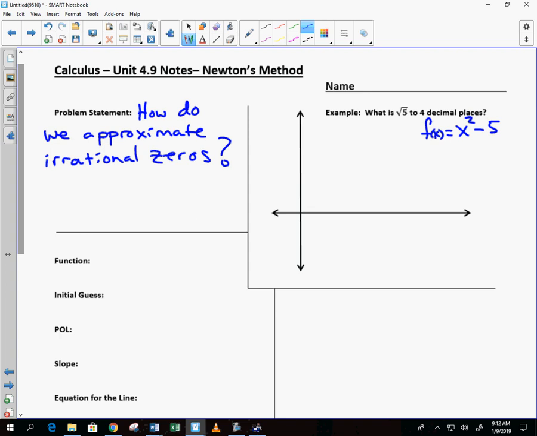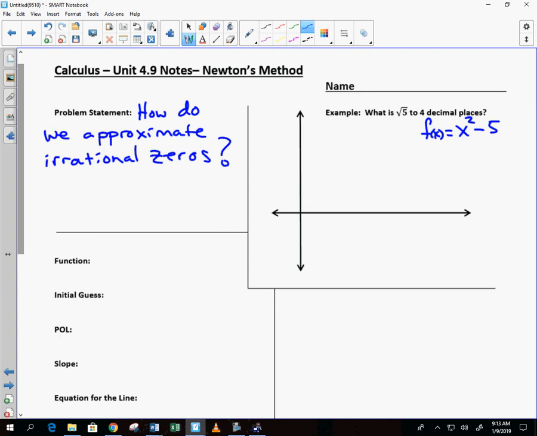So Newton started with that idea. He said, I want to find the square root of 5 to 4 decimal places. Well, that's just the solution to the function f of x equals x squared minus 5, and it raises this question, how do we approximate that irrational zero? Or in other words, how do we do this?